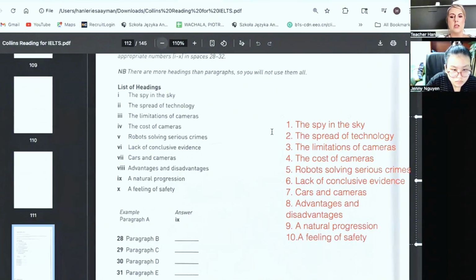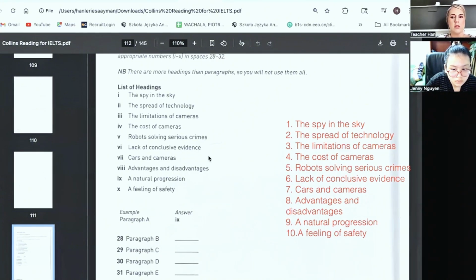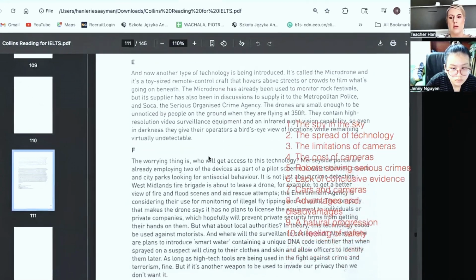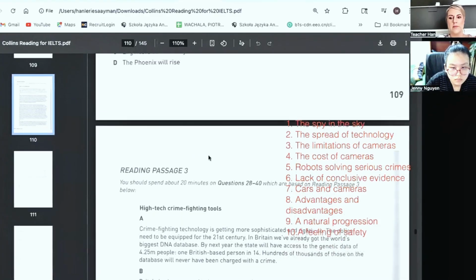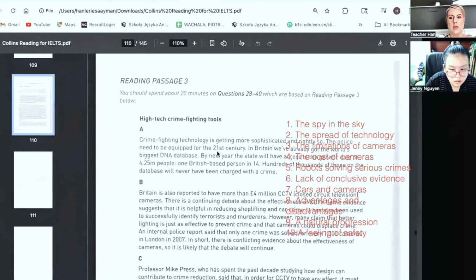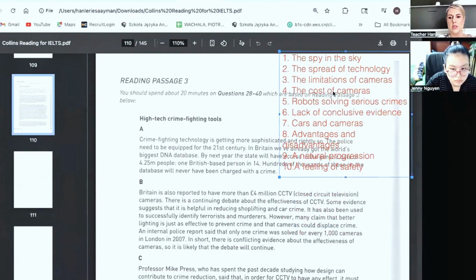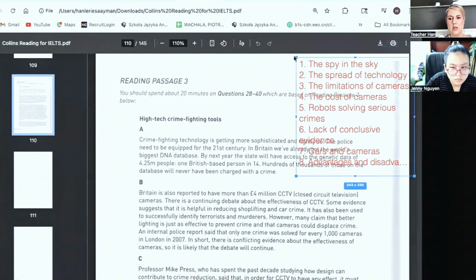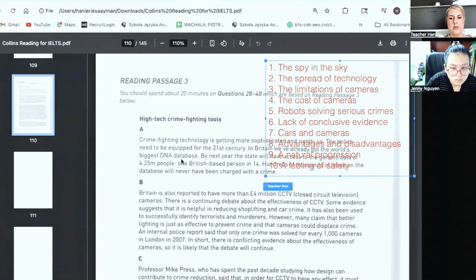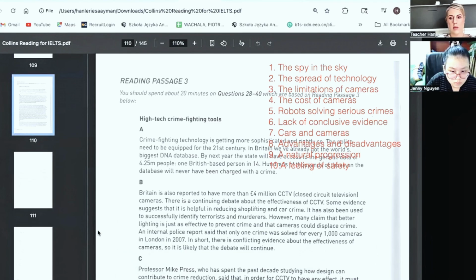I'm going to move this. Let's do this. There we go. Can you still see the labels? Okay, I'm going to do this. There we go. Okay, this is the best I can do. So for B, which one would you choose? A feeling of safety.